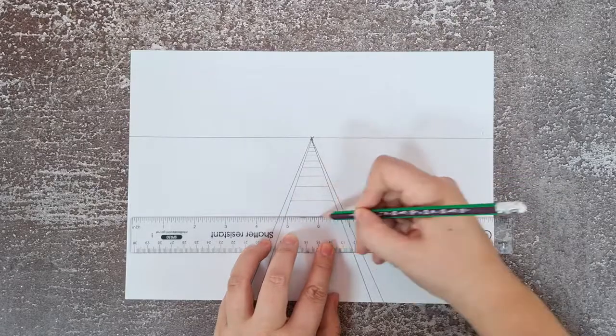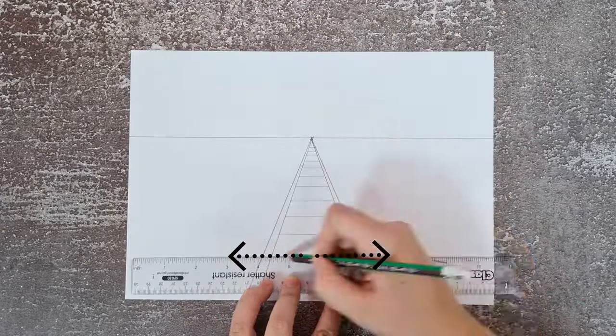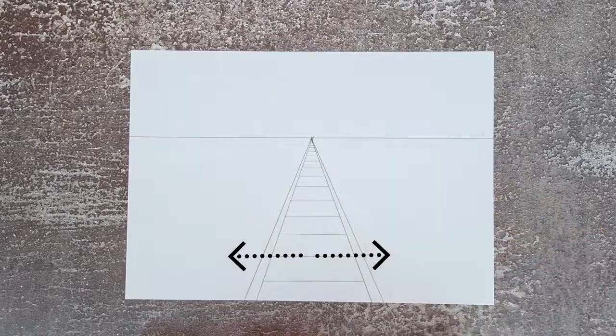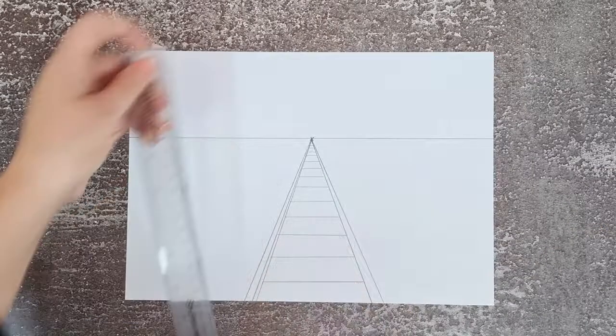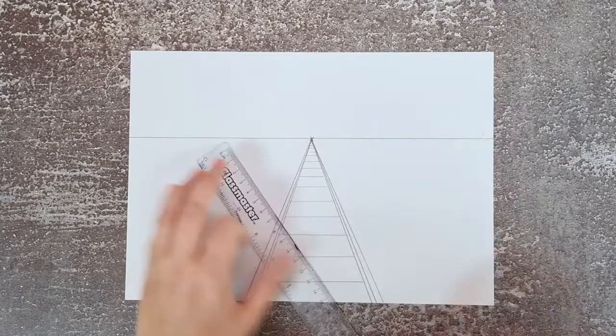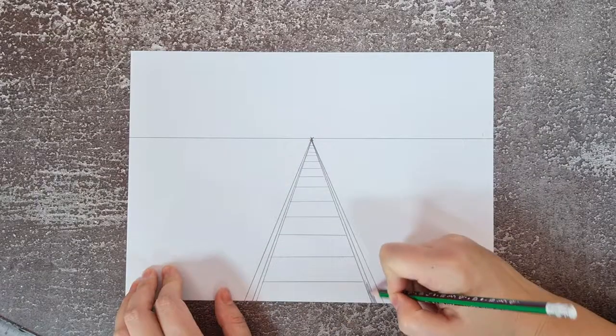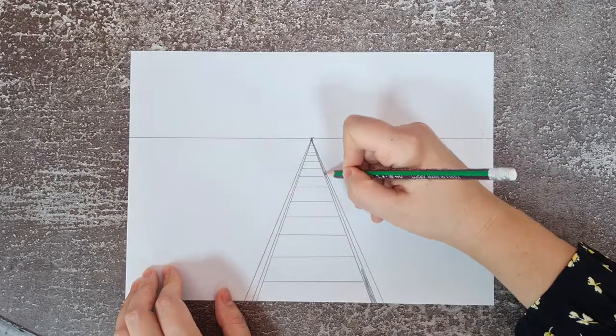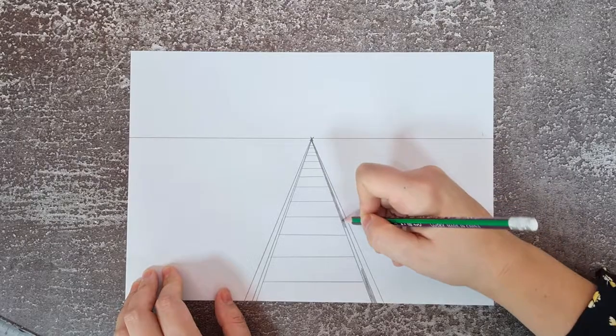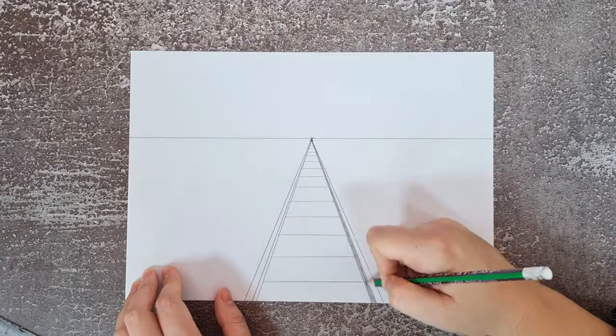And here you can see that I'm drawing horizontal lines getting larger and more spaced out apart as they get towards the bottom of the paper. Once you're happy with your placement of lines, you can fill in the inside of the railway track with some shading.